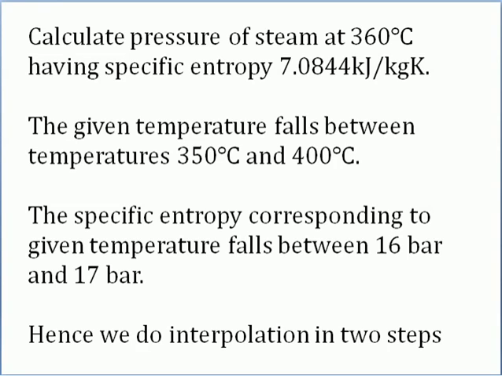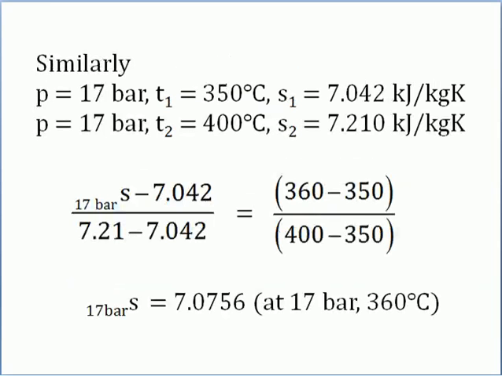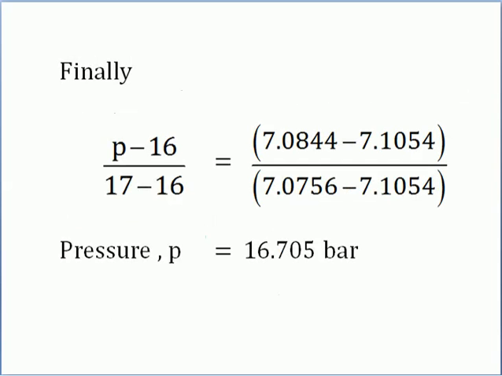First, we have to find out the specific entropy value corresponding to 16 bar and 360 degrees Celsius, and also calculate the specific entropy corresponding to 17 bar and 360 degrees Celsius. This is the first step. Using these two specific entropy values, we are going to calculate the pressure like this. In this step, we calculate the pressure corresponding to the given specific entropy. I hope you got a clear idea how to do interpolation in steam tables.